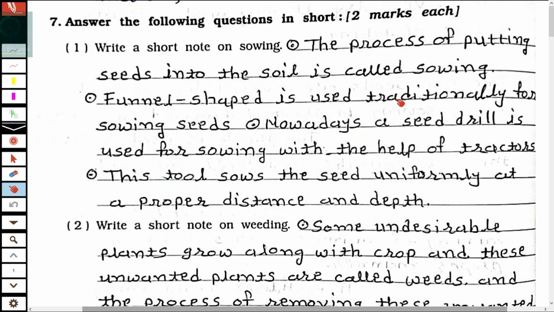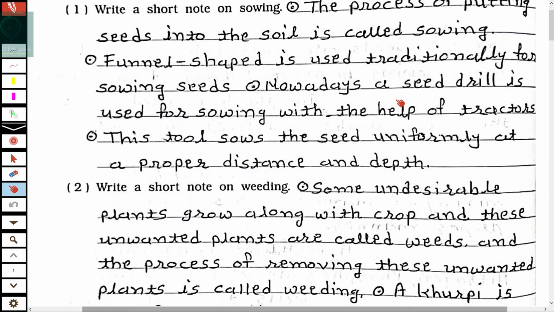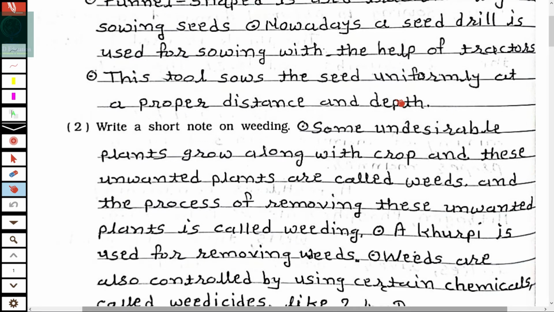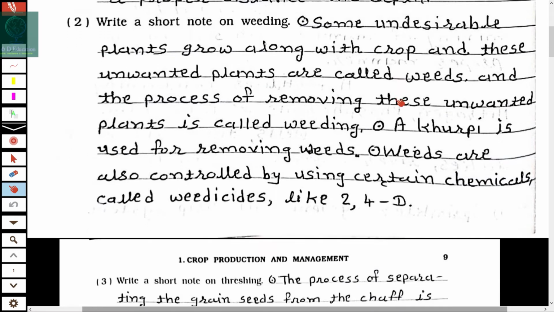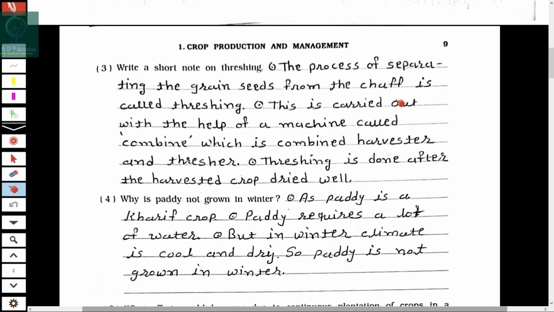Now the second question, write a short note on weeding. Some undesirable plants grow along with the crop, and these unwanted plants are called weeds. The process of removing these unwanted plants is called weeding. A khurpi is used for removing weeds. Weeds are also controlled by using certain chemicals called weedicides, like 2,4-D.